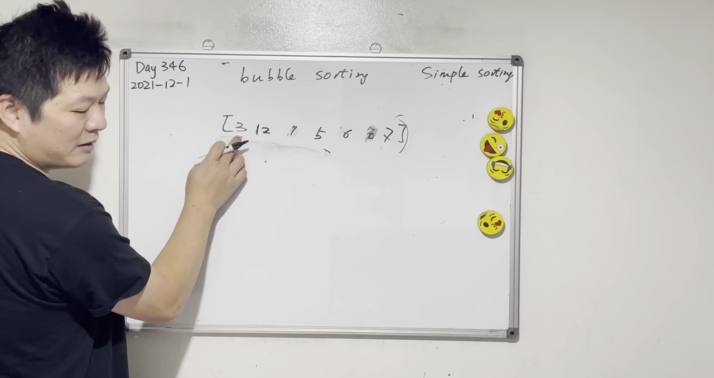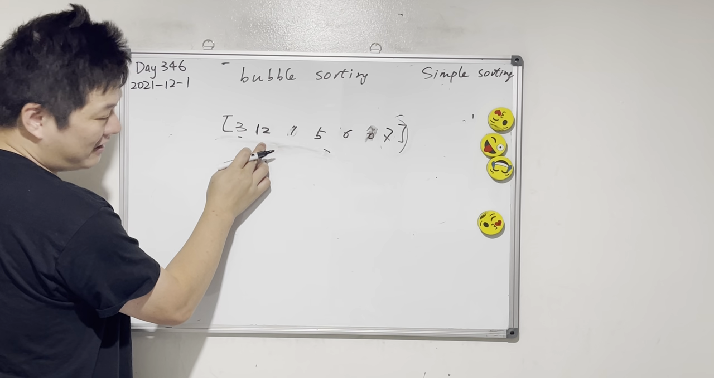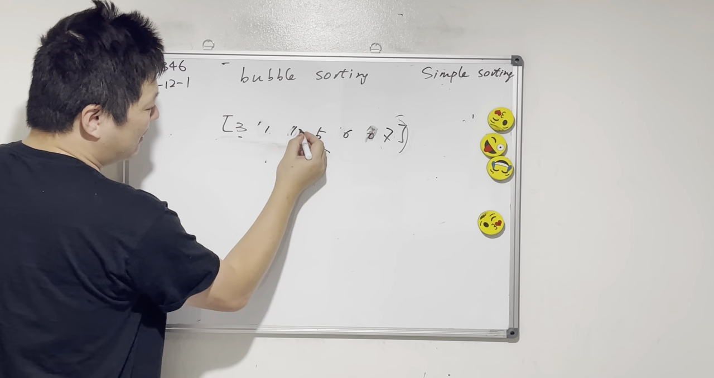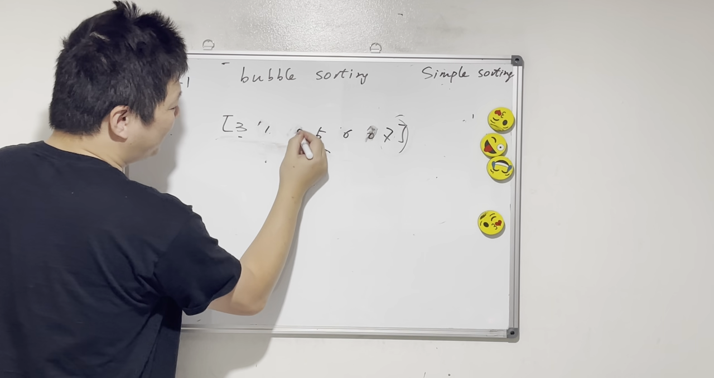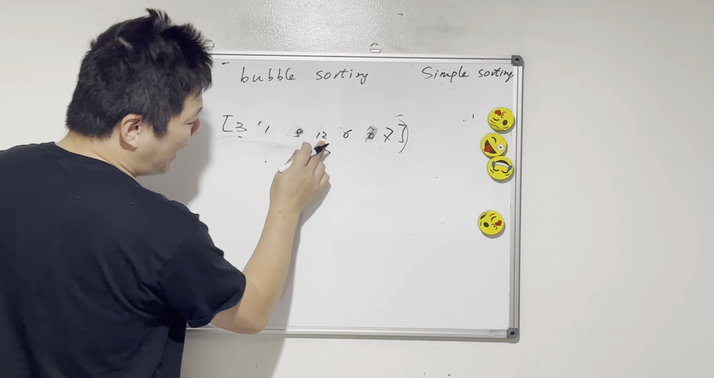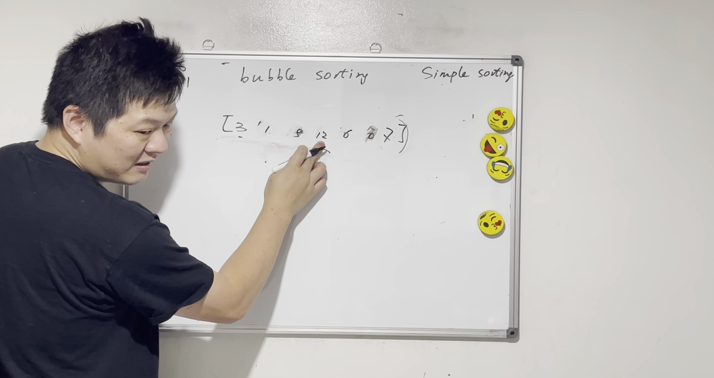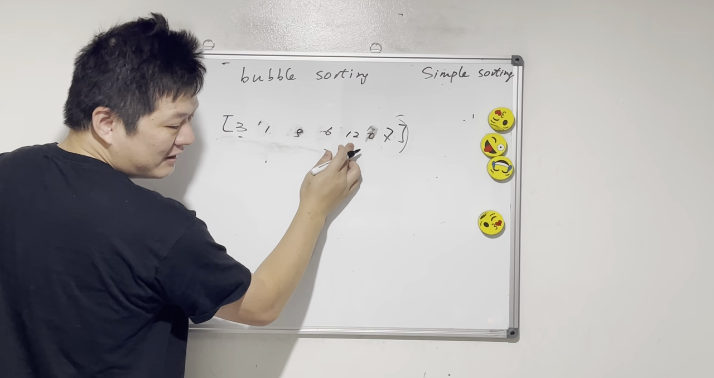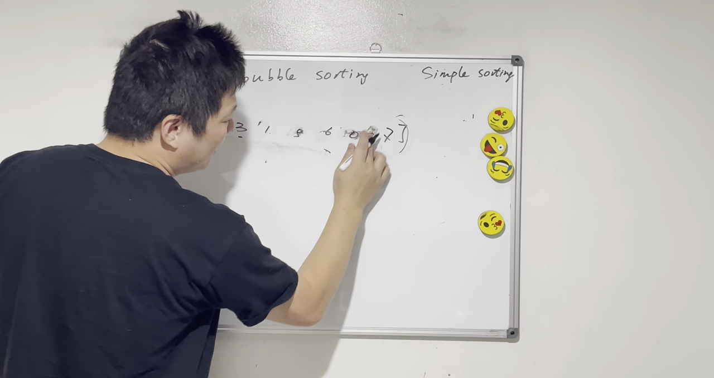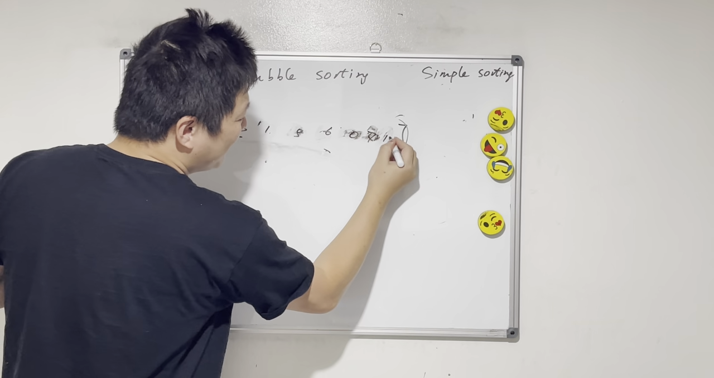Why is that? Look, 3 bigger than 12? No. 12 bigger than 1? Yes, so I swap it. 12 bigger than 5? Yes, so 5, 12, you see? So the largest number will always be moved to the end. 12 and 6? Yes. 12 and 0? Yes. 12 and 7? Yes. You see? So what does it mean?